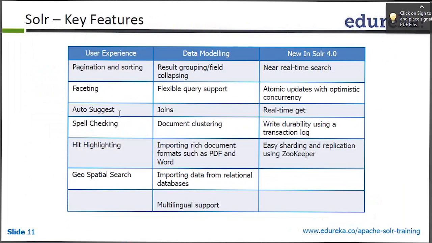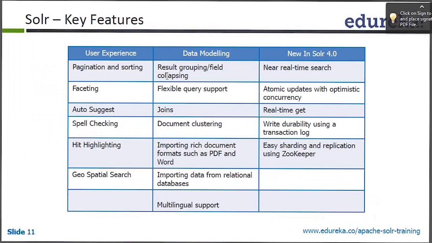Spell checking is when someone types a wrong word, and it would recommend the exact words with the right spellings. Highlighting is basically highlighting the term in the document when you get the results back. Spatial search is basically used for location-based search, and most of the time on the lat long.